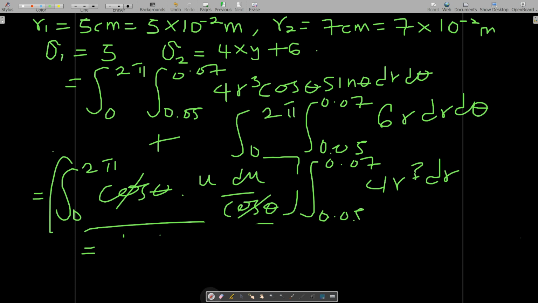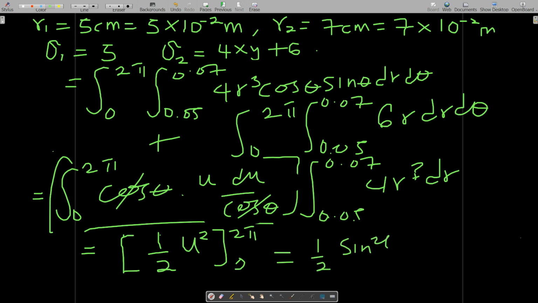So that part alone, if you integrate it, kindly remember that we have u equals sine theta. If you integrate this with respect to u, we'll get something like this: half u squared from 0 to 2 pi. And u is what? Sine. So I have half sine squared theta from 0 to 2 pi. If you put 2 pi in this, you get 0. If you put 0 in this, you get 0. So this part here will give us 0.